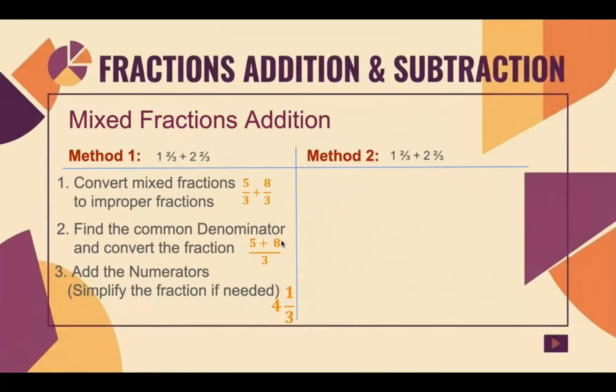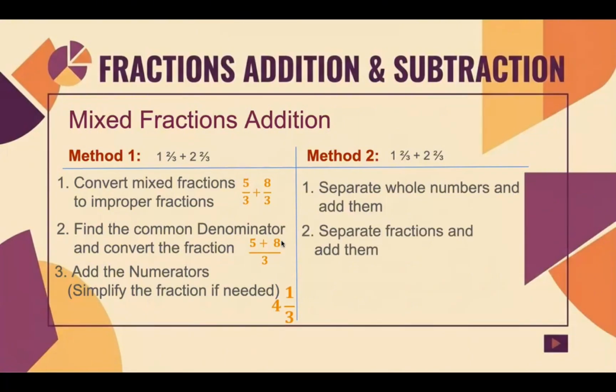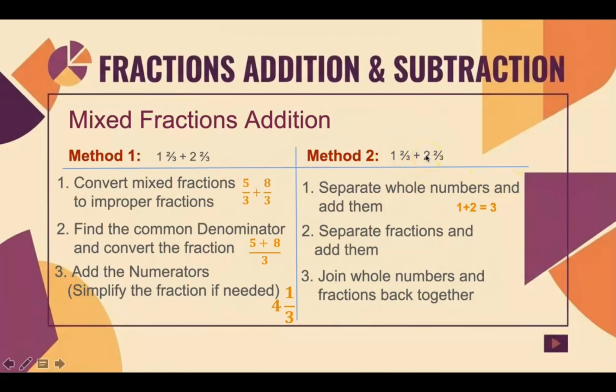Now, let's see method 2. Step 1. Separate the whole numbers and add them. Step 2. Separate the fractions and add them. Step 3. Join the whole numbers and fractions back together. Now, let's solve the problem using method 2. First, we need to separate the whole numbers and add them. 1 plus 2 equals 3.